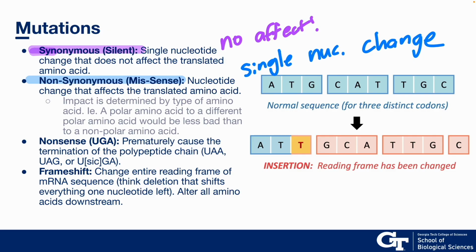So we could get an entirely different protein. And what that's going to be caused by is either insertion or deletion of a nucleotide that shifts how the codons are read. And that's going to alter every amino acid downstream of it.